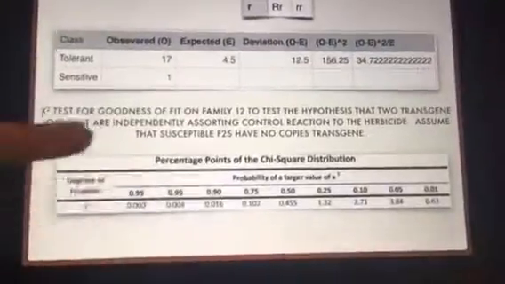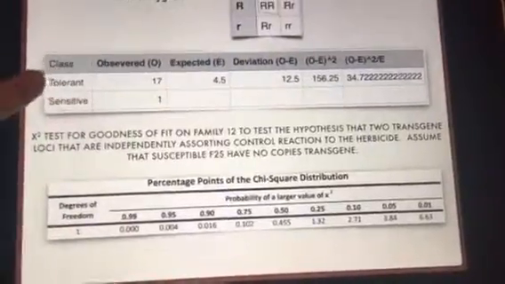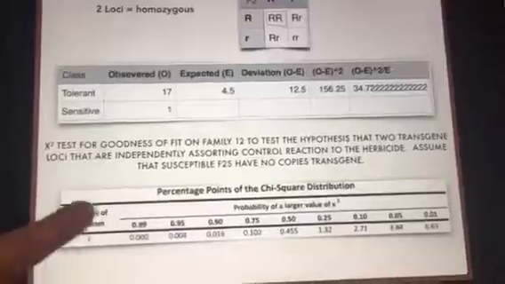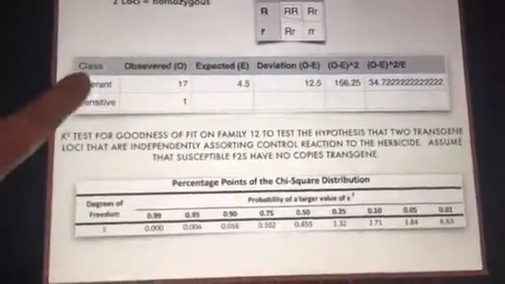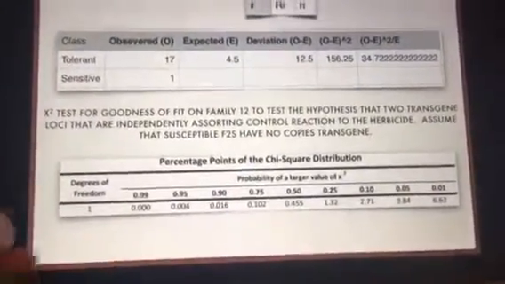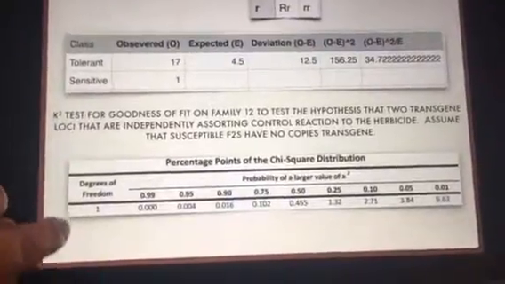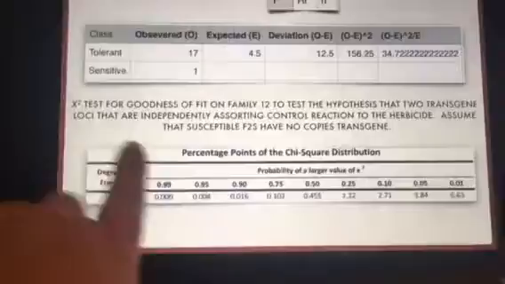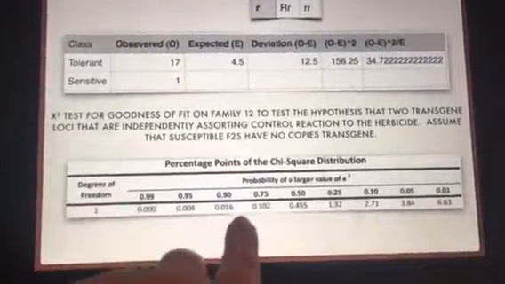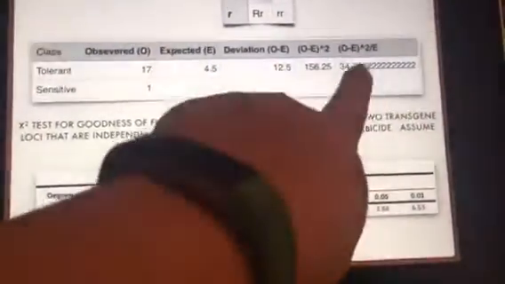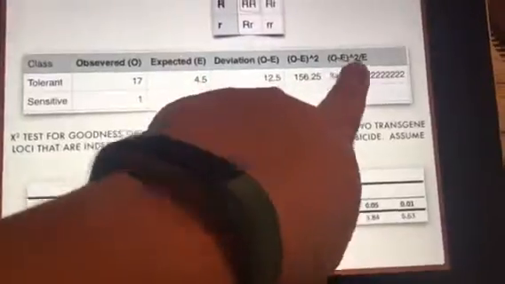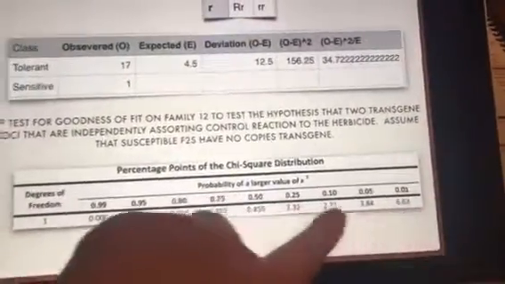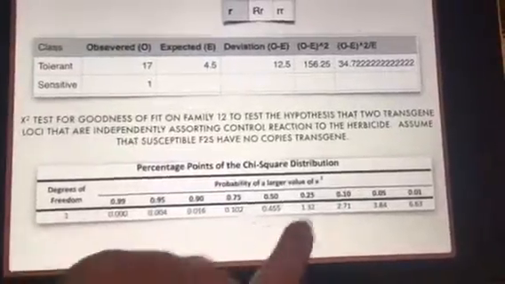Now if we go down here, since we have 2 classes, to figure out the degrees of freedom we take how many classes we have minus 1. So since we have 2 here, 2 minus 1 is 1. So when we come down here to look at where my x squared would end up, we can see that it doesn't even make it on this graph.